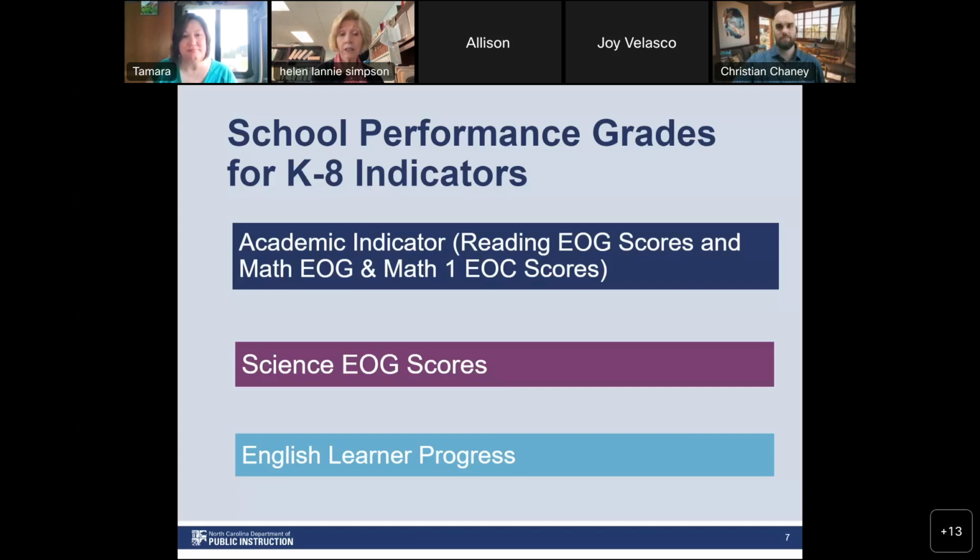And then the second indicator is the science EOG scores. And that, of course, is 5th grade and 8th grade. So, as Tamara pointed out, you may have students who not only take the ACCESS test, but are also taking the reading EOG, the math EOG, the science EOG. So we're concerned about their performance in all of these indicators.